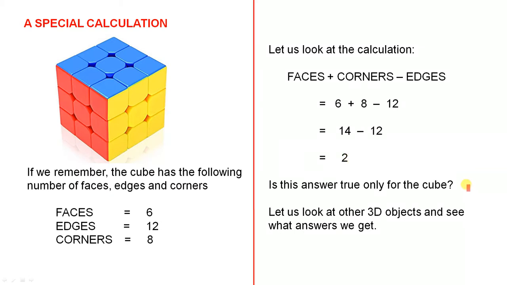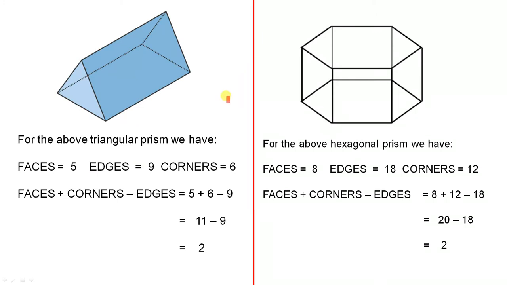Is this answer true only for the cube? Let us look at other 3D objects and see what answers we get. For the above triangular prism we have the number of faces is 5, the number of edges is 9, and the number of corners is 6. So faces plus corners minus edges is 5 plus 6 minus 9, which is 11 minus 9, which is 2. That's the same as we calculated for the cube.